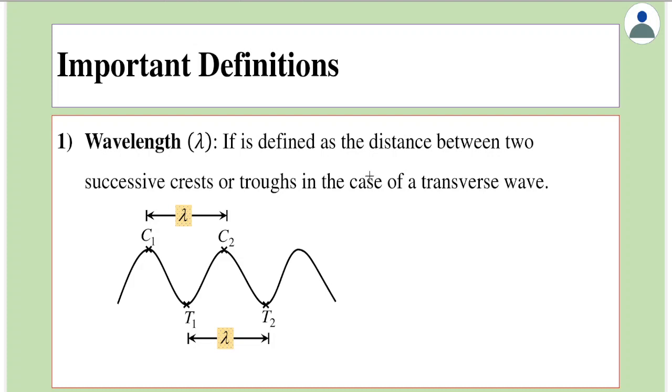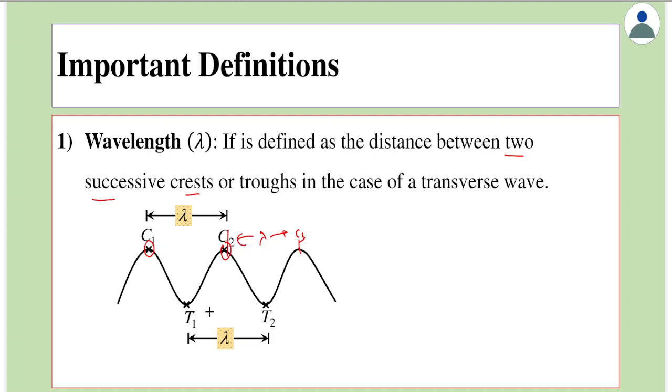Now wavelength we can define both for transverse as well as for longitudinal waves. In case of a transverse wave, we can say it is the distance between two successive crests or troughs. This is very important. In this case, point C1 is a crest and C2 is a crest. We can mark a point here called C3. Even C3 would be a crest. The distance between any two successive crests is called the wavelength. Which means even here, the distance between point C2 and C3 would be its wavelength only.